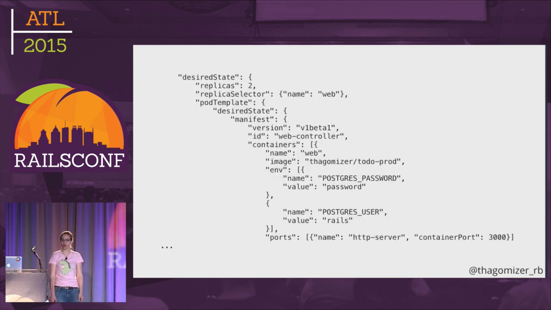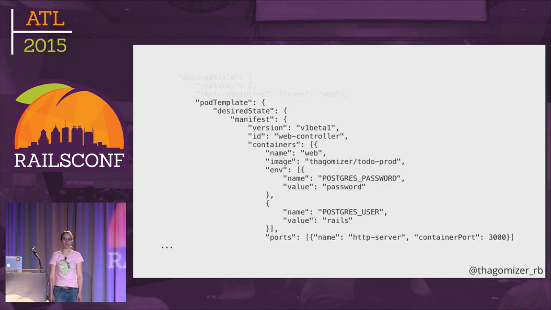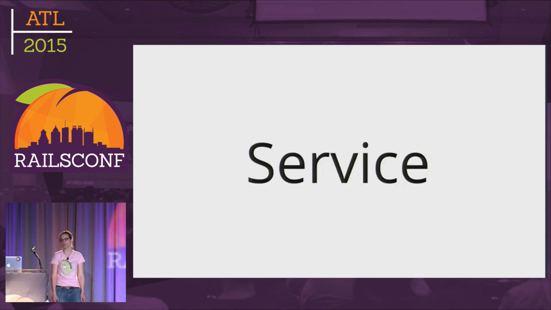Again, pulled out a bunch of parens and curly braces and such. And this is actually a lot of stuff, so let's look at it in two pieces. The top part is the desired state for my replication controller. I want two replicas. The replicas that count toward this are the ones that are named web. And then I give a template for the replication controller to create pods. And that's what that template looks like. I've got a single container named web using the image thagomizer/do-prod. And I'm passing in some environment variables, and I'm doing some port mapping.